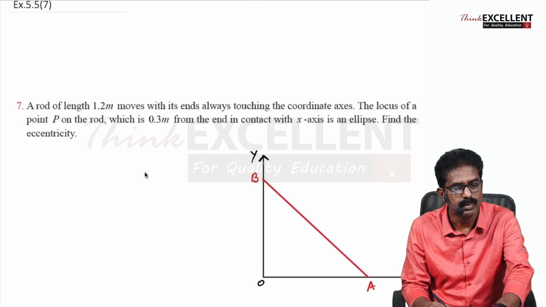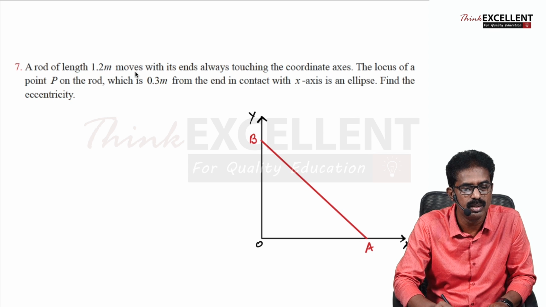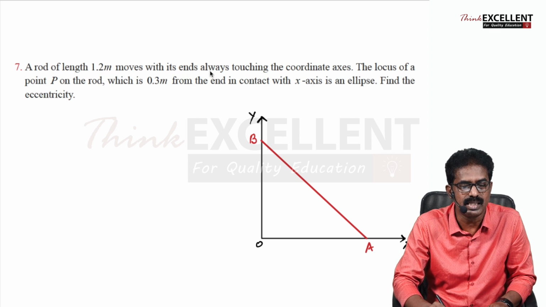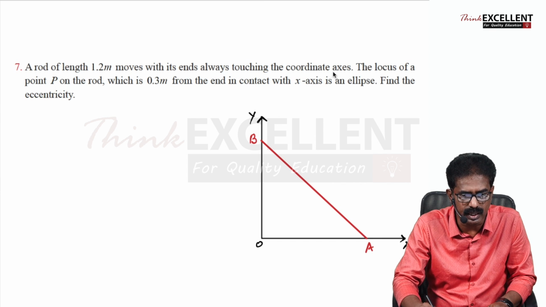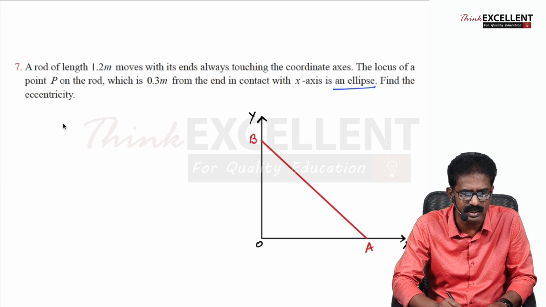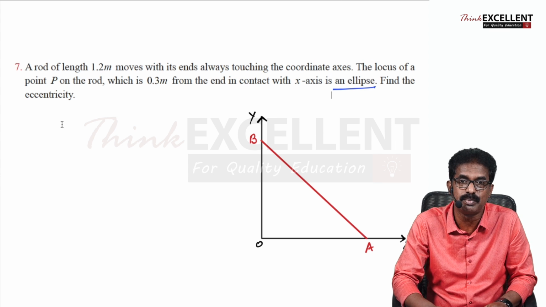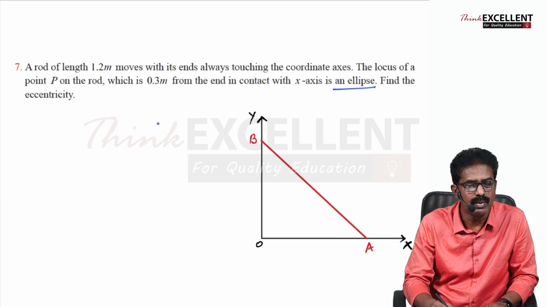See the 7th question. A rod of length 1.2 meter moves with its ends always touching the coordinate axes. The locus of a point P on the rod, which is 0.3 meter from the end in contact with the x-axis, is an ellipse. Find the eccentricity. You know the formula, right? Eccentricity of ellipse equals root of a square minus b square by a. So now let us see how to do this.